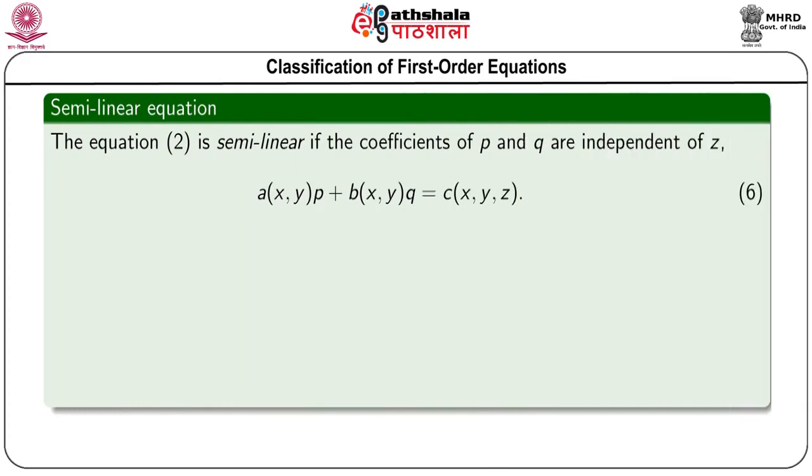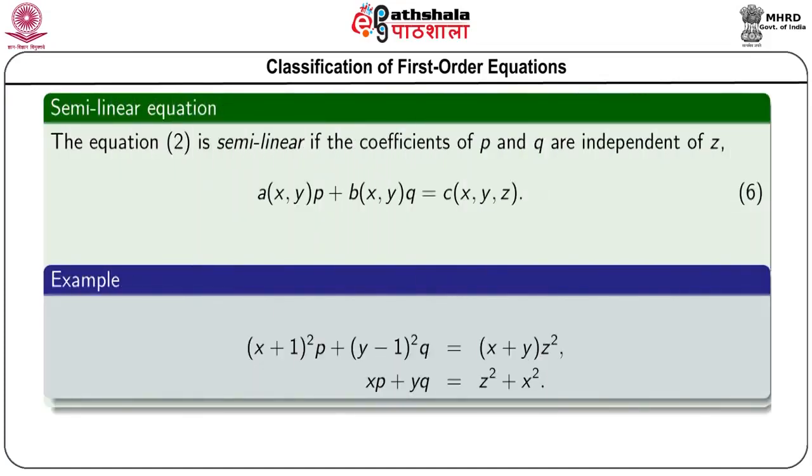And the next type of equation is the semi-linear equation. In the general form of a semi-linear first order equation, the coefficients of p and q are functions of only the independent variables x and y. But in the case of a quasi-linear equation, a and b may be functions of the dependent variable z. So, this is one example of a semi-linear equation. In both equations, the coefficients of p and q are functions of x and y only.